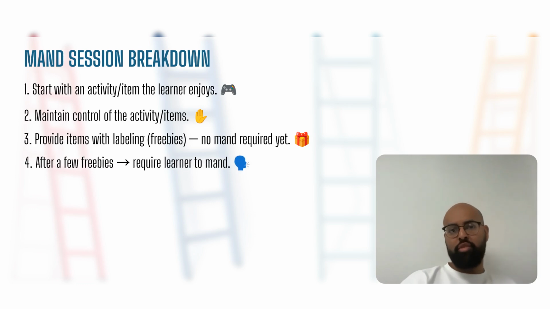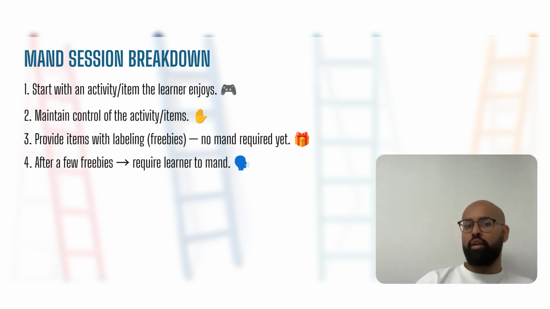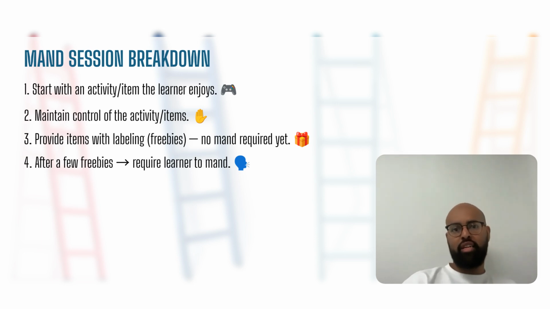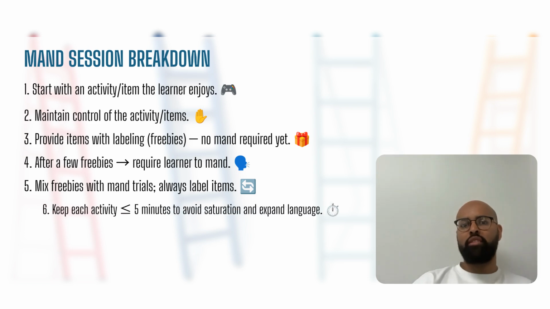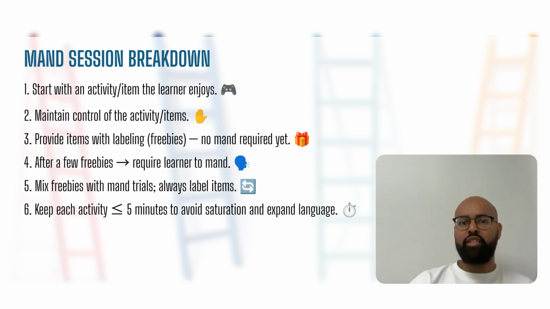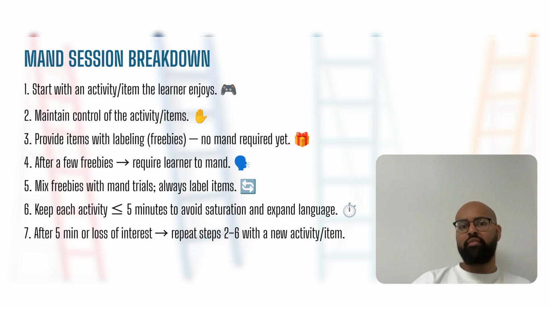After a few of those freebies, start requiring the learner to mand or request before getting the item. Continue mixing freebies with mand opportunities, and remember to always label the item before handing it over, even if the learner already knows the word. Keep each activity short, around 5 minutes, to prevent the learner from losing interest and to encourage variety in their communication.